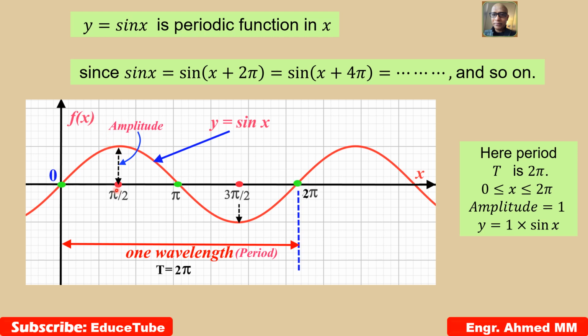Amplitude is 1. That is why my equation is y equal to sine x. 1 is here. If the amplitude were 2, then it would be 2 sine x. Then this crest, this point, would rise here to 2. This also would rise here, and this also would go here. In that case the amplitude is 2, so the equation would be y equal to 2 sine x. But here we have y equal to sine x. And this is the standard curve.